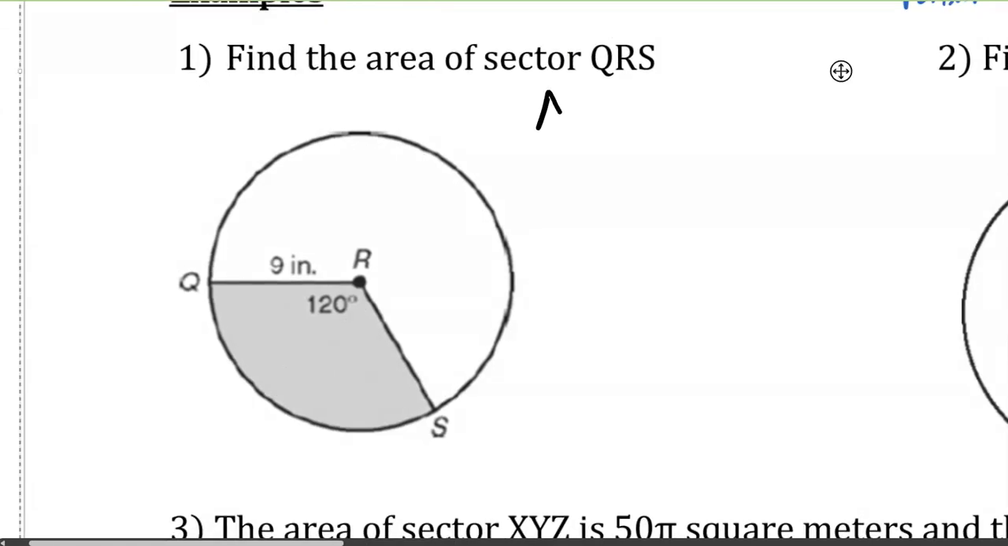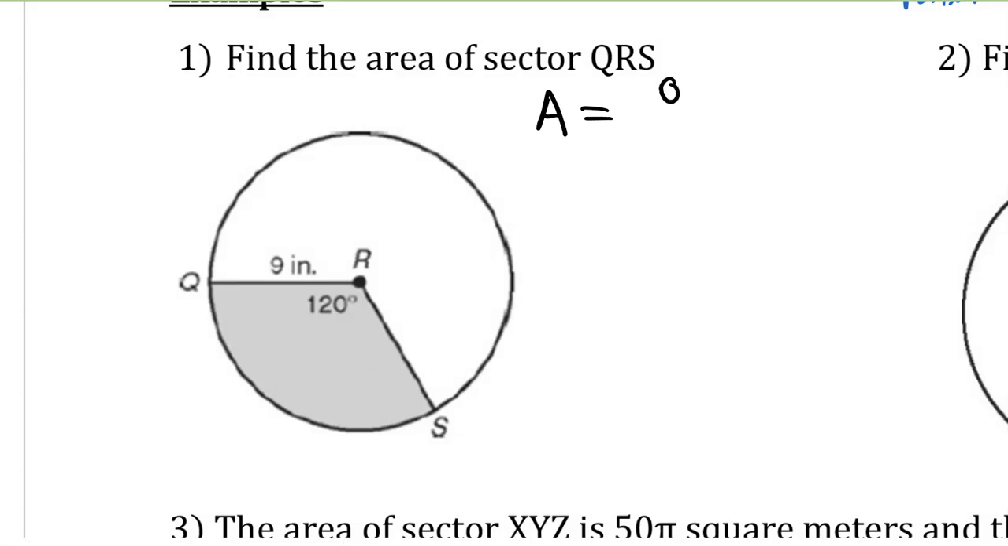So let's go ahead and write our new formula here. It's going to be theta over 360 times pi r squared. There are two things we need to find in this problem. We need to find our theta, and we need to find our r to figure out the sector. Looking down at my diagram, my theta is my central angle, which is going to be 120 degrees, and my radius here is going to be 9.